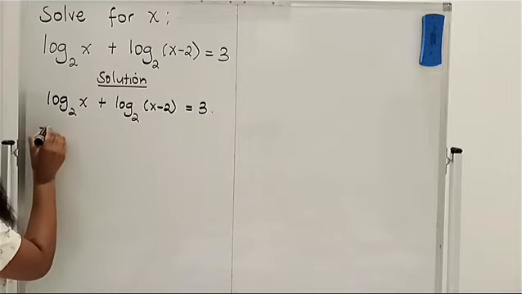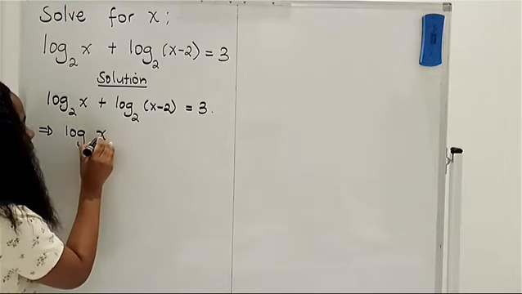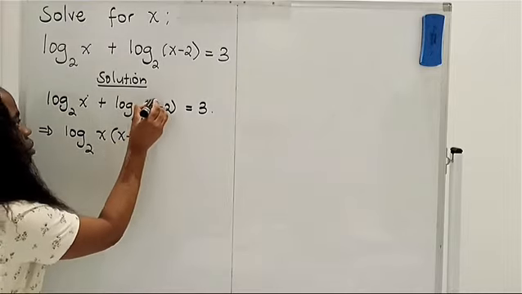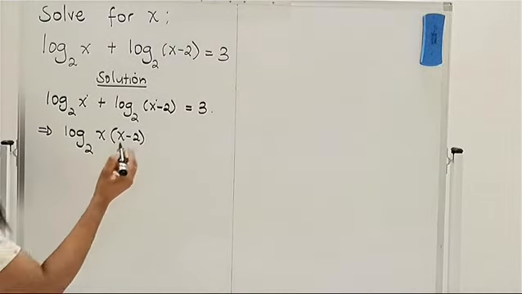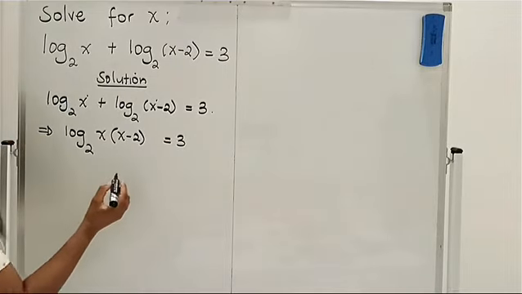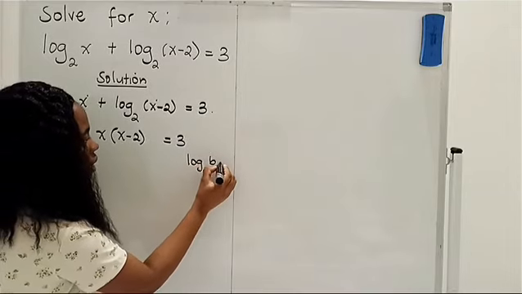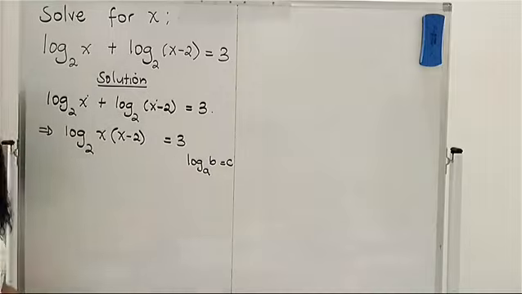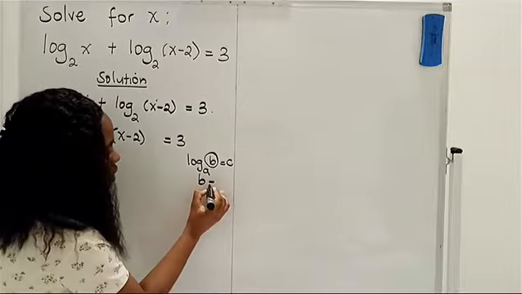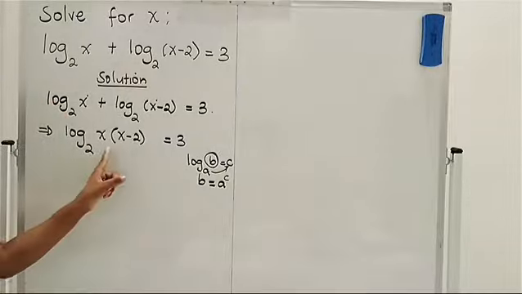So I will have log 2 of x, open brackets, x minus 2. This one and this one are going to become products, okay? This is equal to 3. Now, if I have log a of b, and this is equal to c, to take it back to indices, I will have this value b equal to a to power c. So that is what I'm going to apply here.